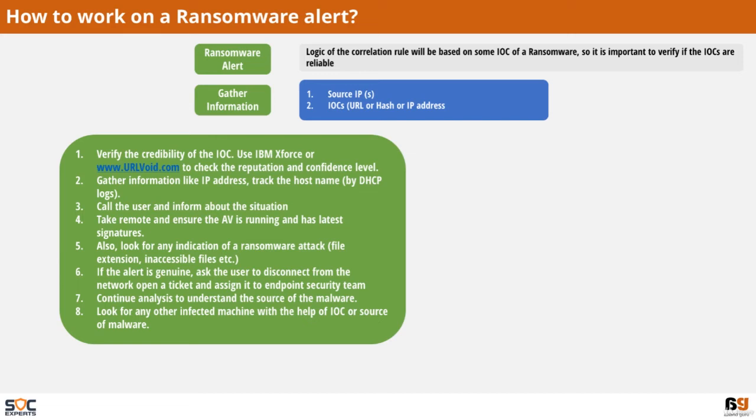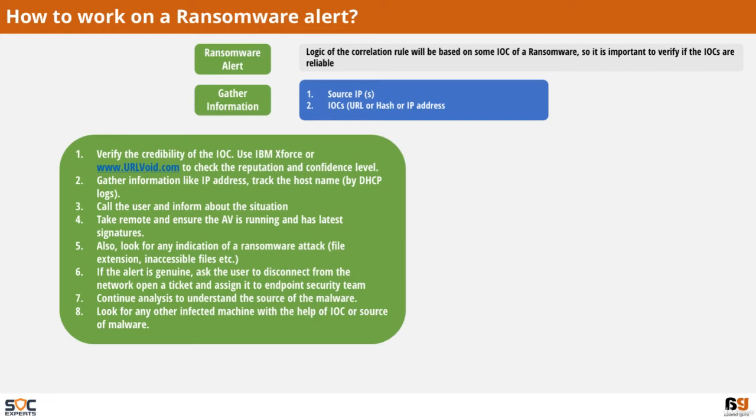Gather information like IP address, track the host name by DHCP. This is about the host where the infection has happened. Call the user and inform about the situation. Take remote and ensure the AV is running and has the latest signatures. Also look for any indication of a ransomware attack like file extension, inaccessible files, etc.